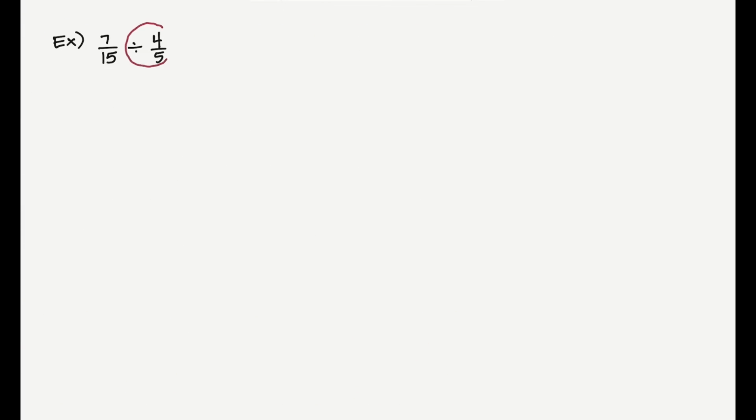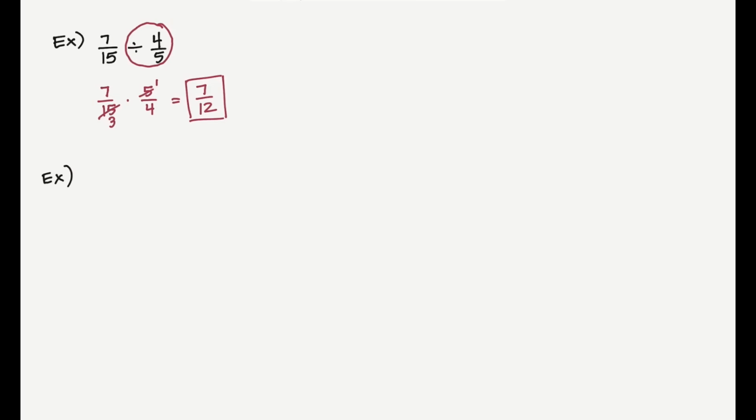So let's do that here. I'm going to rewrite 7/15 times the reciprocal, 5 over 4. I can cross cancel, and I'm left with 7 over 12. Piece of cake. Let's do a couple more.